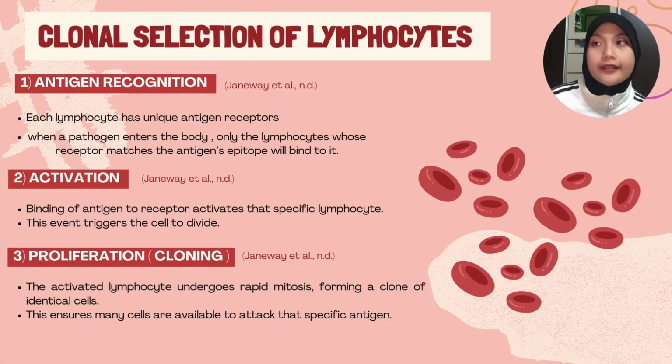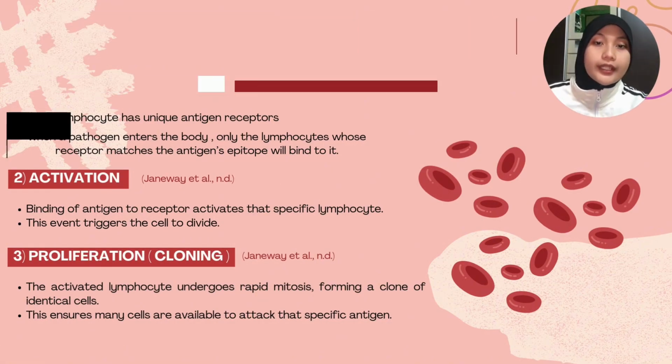The second one is activation. Binding of the antigen to the receptor activates that specific lymphocyte, and this event triggers the cell to divide. Moving to the third one, which we call proliferation. Basically, it's cloning. The activated lymphocytes undergo rapid mitosis, forming a clone of identical cells. This ensures many cells are available to attack the specific antigen.